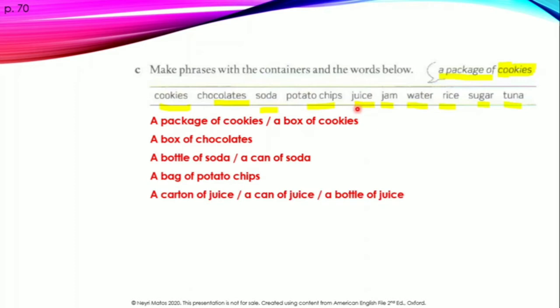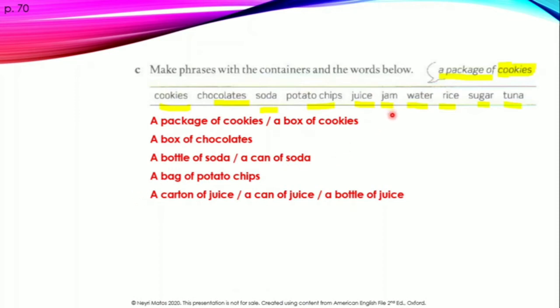For juice, I put here 3 options. You can have a carton of juice, a can of juice, or a bottle of juice. All these 3 options are correct. So if you write a carton, a can, or a bottle, that's not a problem, right?